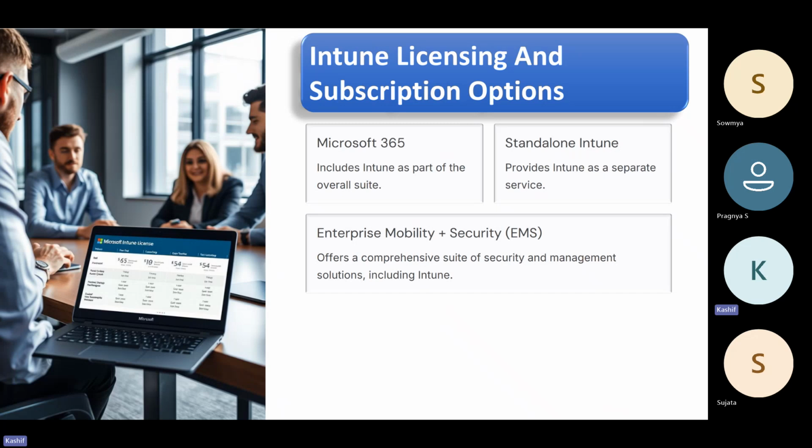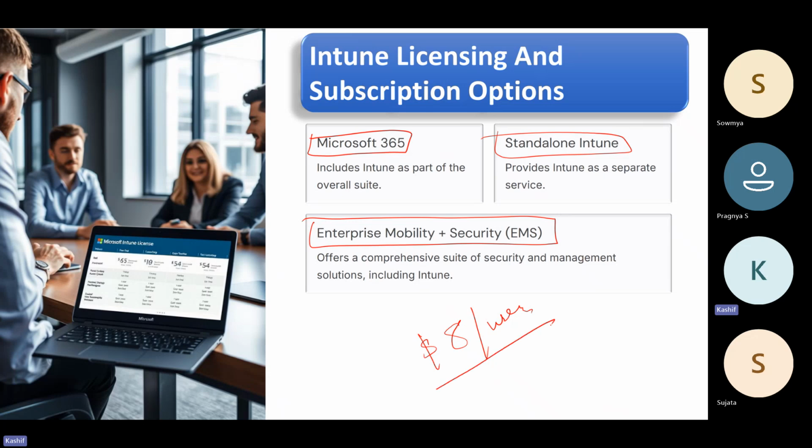Licensing is there. You need to purchase a license in order to utilize this in a production environment. You have to have either a Microsoft 365 license, a standalone license, or an Enterprise Mobility plus Security license. If you are using the standalone license, it's going to cost you $8 per user per month.